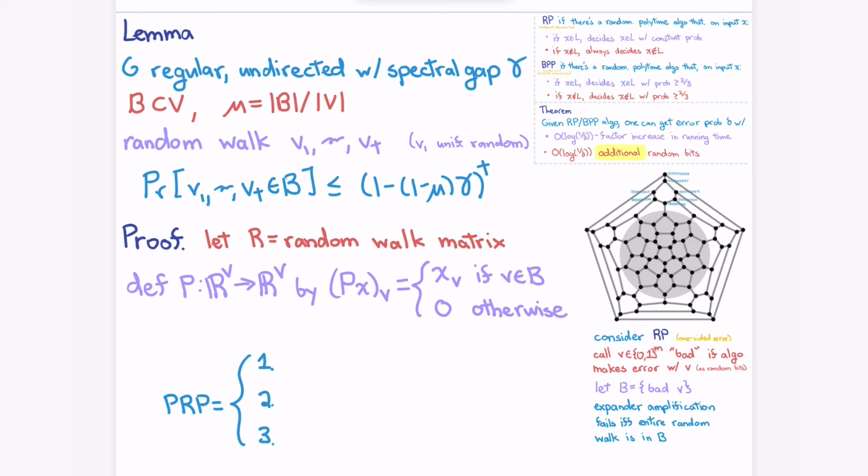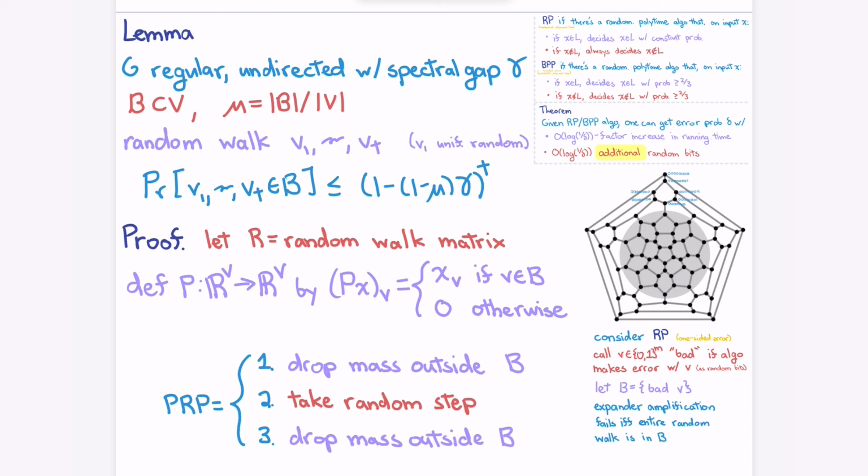that's like 3 steps. The first step is I drop all the mass outside of B. Then I take a random step from B. And then I drop all the mass outside of B again. And we're going to analyze this term. So this is some kind of random walk inside B, and then there's a cliff where if you fall off the cliff, you die.